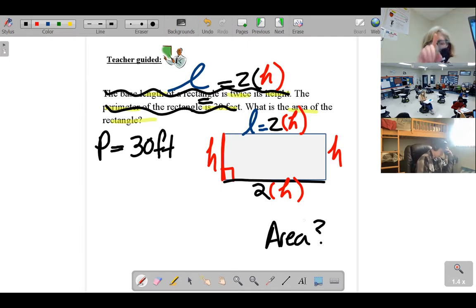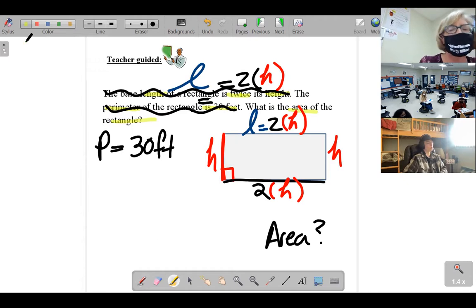Always physically trace the perimeter. Put your fingers in front of you like this and go around. Say perimeter. Always physically trace your perimeter. So let's trace our perimeter here. Go around, and I like to put a little arrow. The arrow tells me I've gone around.